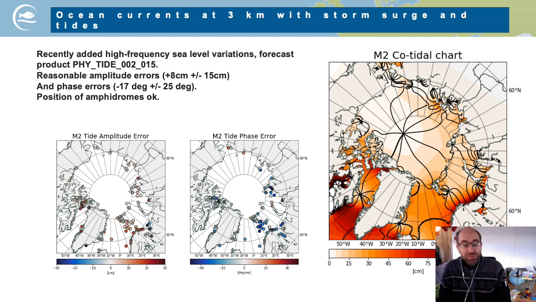There is a tidal system in the Arctic MFC, and here you see the typical errors obtained with the tidal model. So the amplitude errors are say within 8 and 15 centimeters, and there are phase errors of about 17 degrees plus minus 25 degrees. And you see on the map to the right the position of the amphidromes, which is okay.